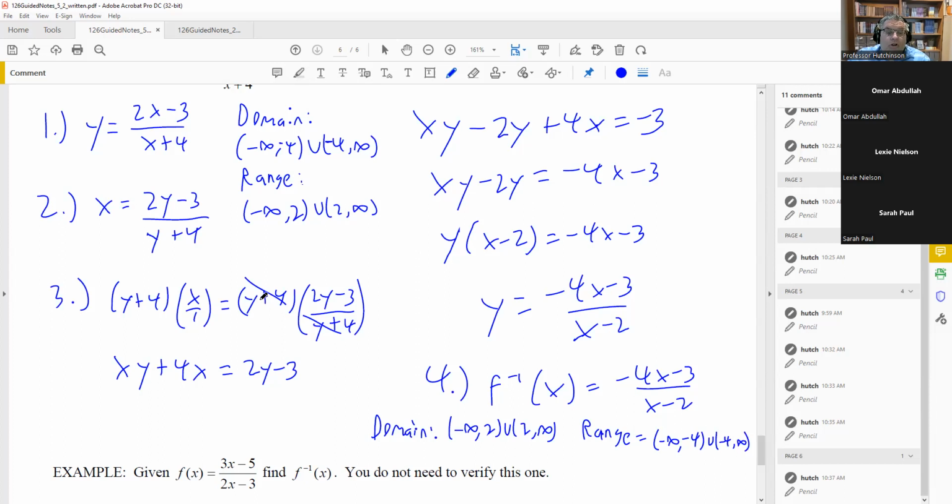So you might want to use a little technology for that one, especially the one that has a fraction. There is one like that in the homework that you'll have to take a look at. So make sure you know how to do that one.